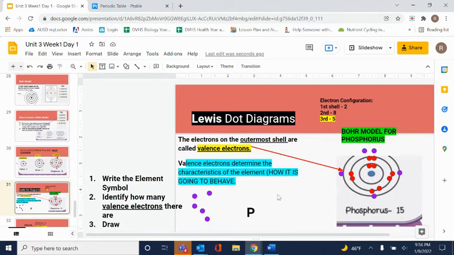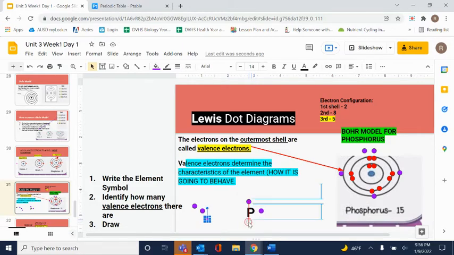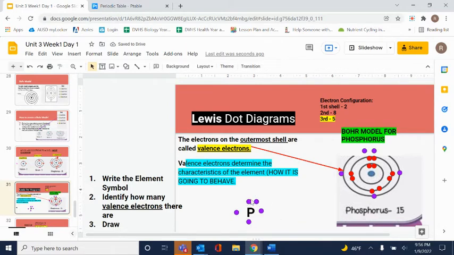So I have 5. And then you're going to draw it clockwise, just like how you made the Bohr model. So 1, 2, 3, 4, and then now we're going to double up, and 5. It's okay here, you don't have to make a new ring. You just keep filling it in all around the letter. So this is the Lewis dot diagram for phosphorus.